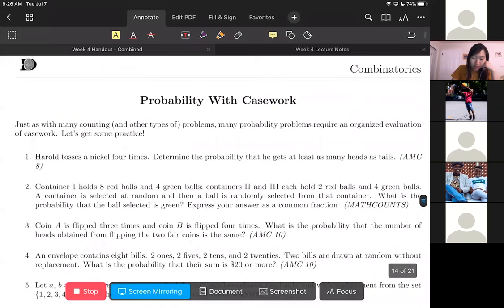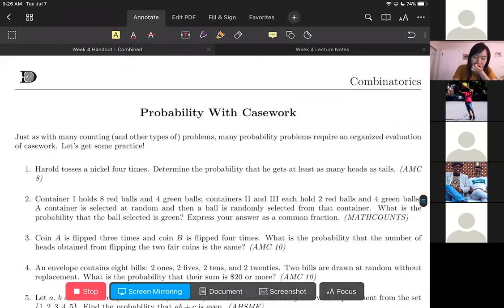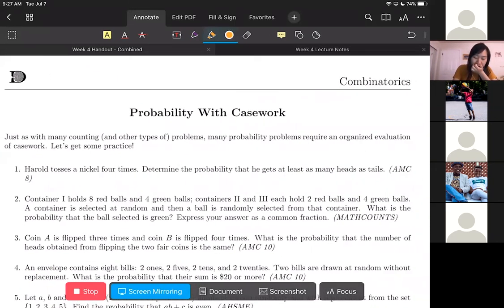So next I want to talk about probability with casework. So basically remember, casework was another technique that we learned about how to solve counting problems. So sometimes when things are complicated, we might have to break the counting problem into multiple cases. Similarly, when it comes to probability, we might also have to do the same thing to count either probabilities by cases or the numerator in different cases or the denominator in different cases. So let's take a look at some examples on how to combine casework with what we learned about probability.